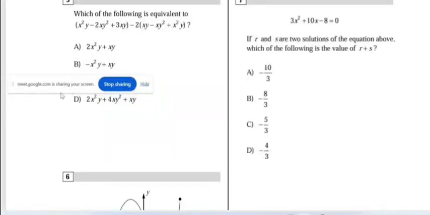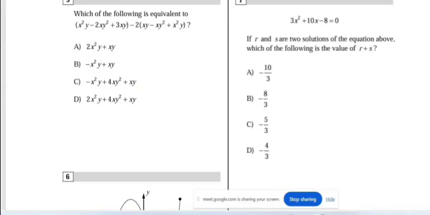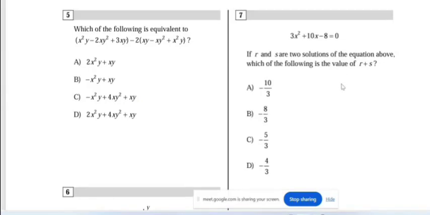Okay, now look at these questions. I'm looking at this particular question, question number 7. It said that if R and S are two solutions of the equation above, which of the following is the value of R plus S? I have done this with you multiple times.